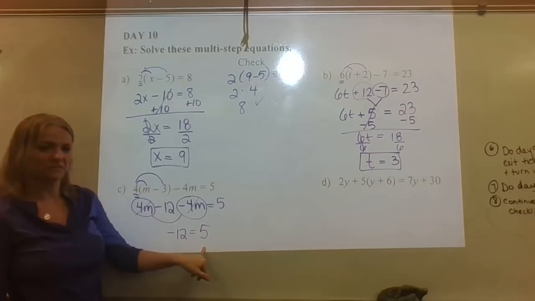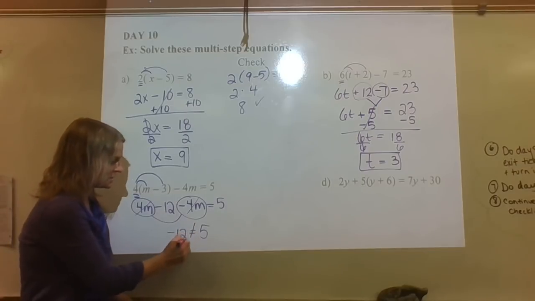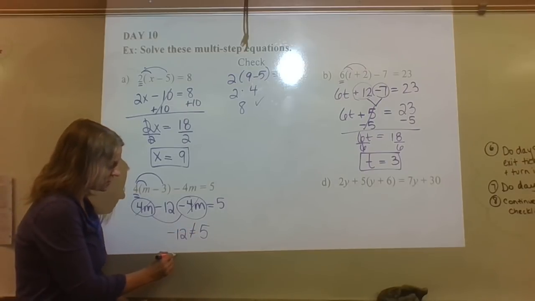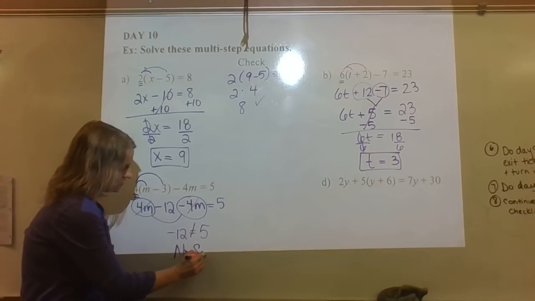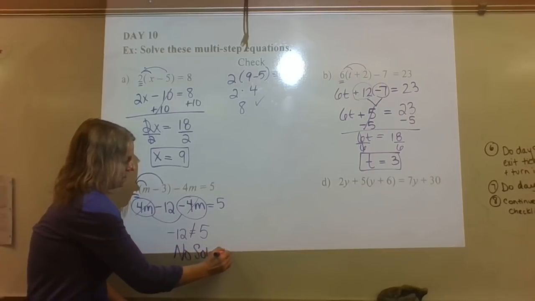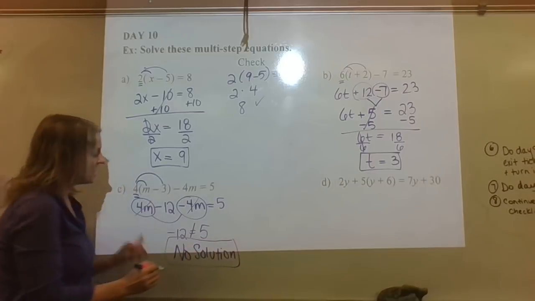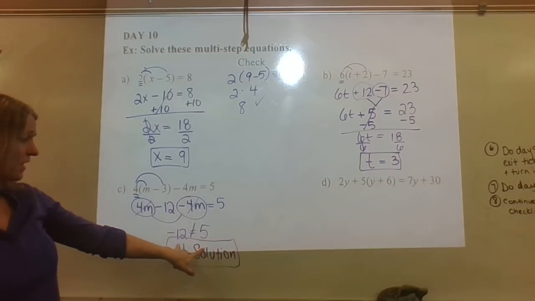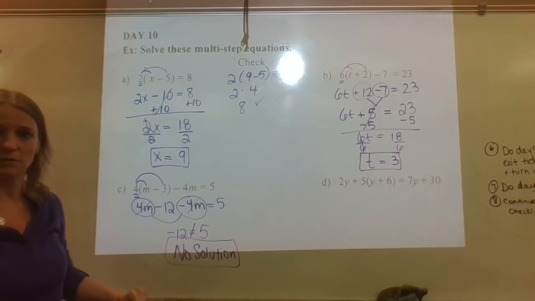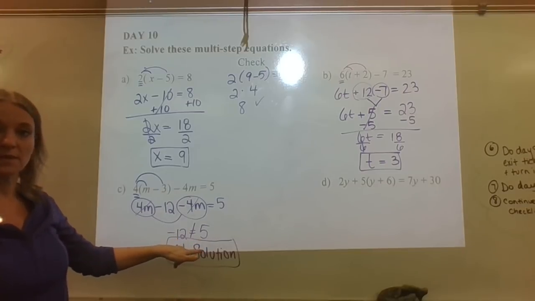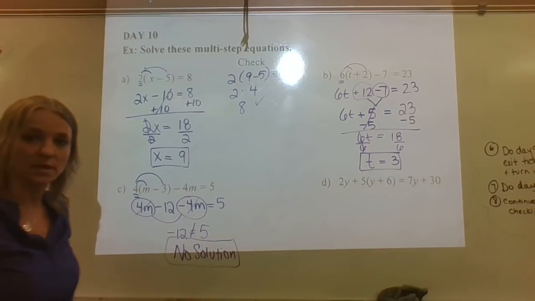So does negative 12 equal 5? Well, no, that doesn't make sense. Those are not equal, so this is one that we would call no solution. Remember, if your variables cancel each other out and you're left with two things that are not equal, that is a no solution. If they were equal, that would be the all real numbers or infinitely many solutions.